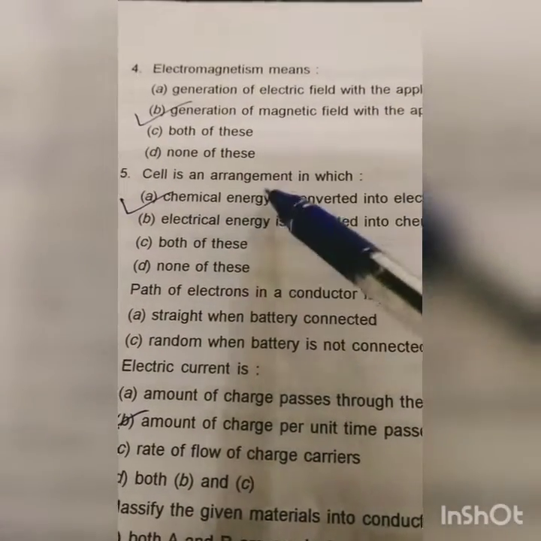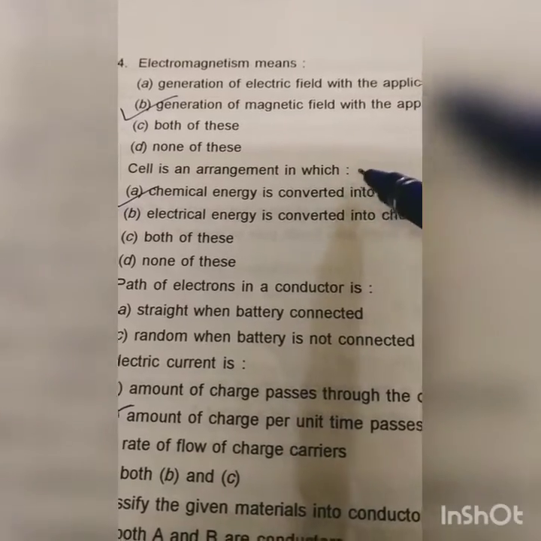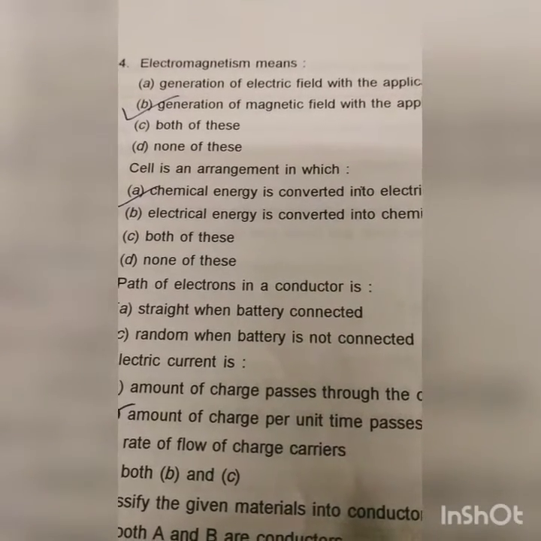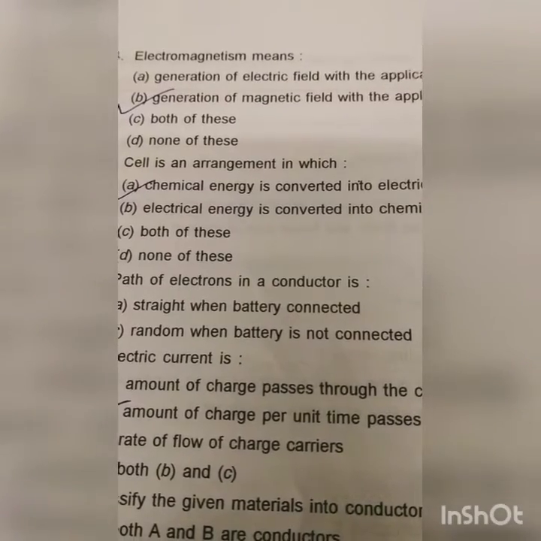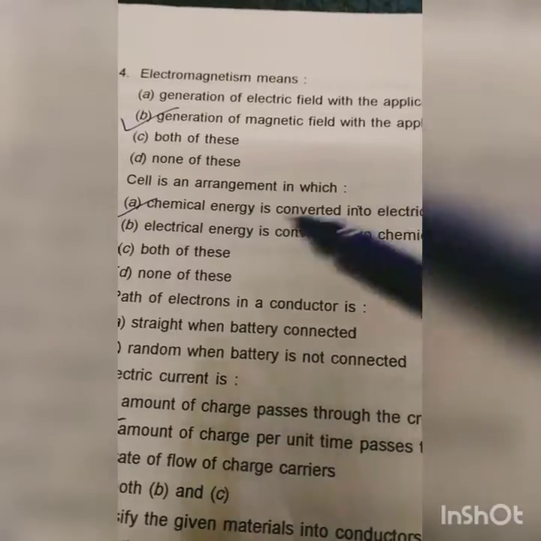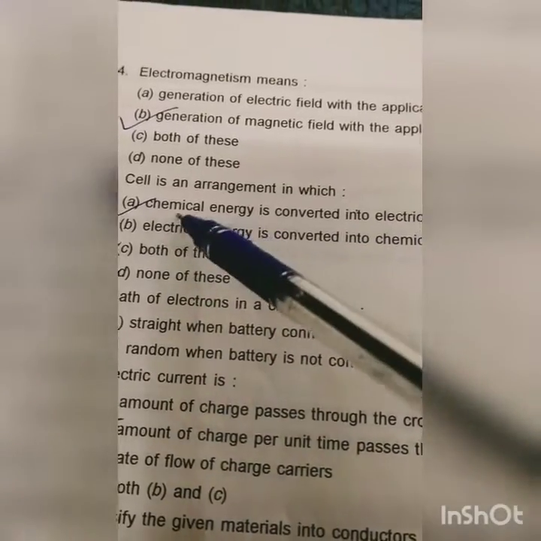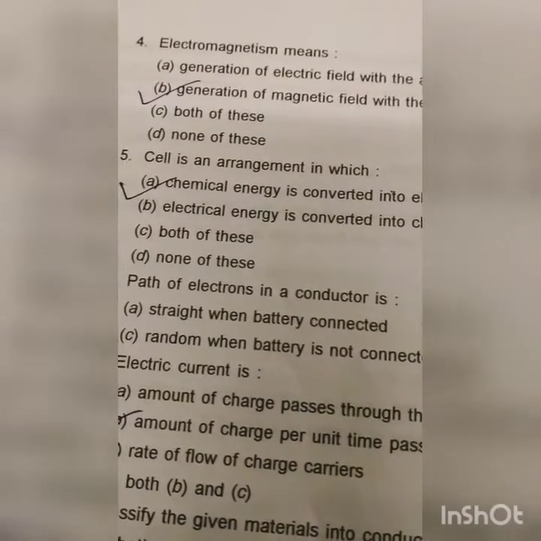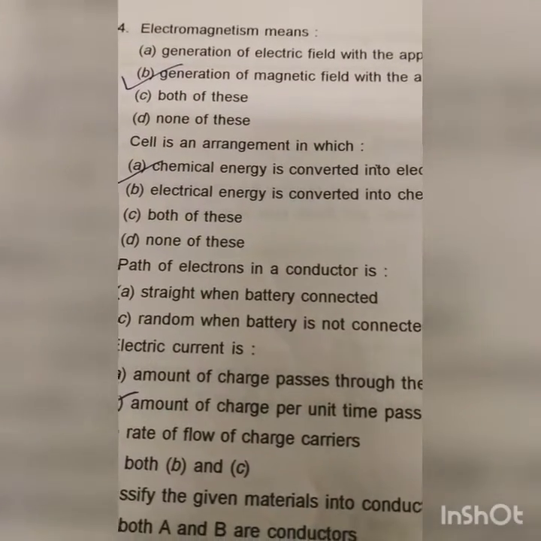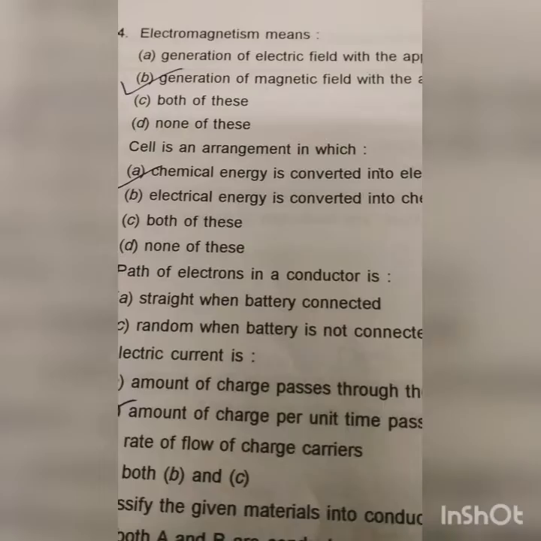Now a cell is an arrangement which, so what does the cell do? It changes chemical energy to electrical energy. So the first one is the correct option. So what does a cell do? Changing chemical energy to electrical energy.